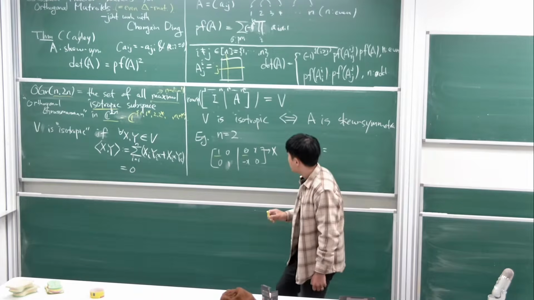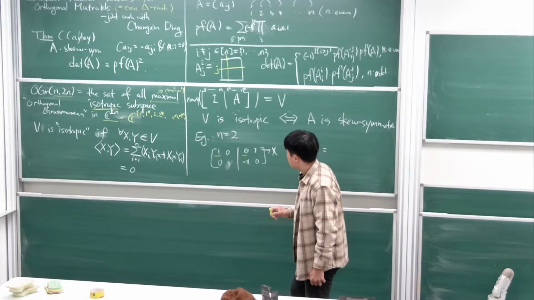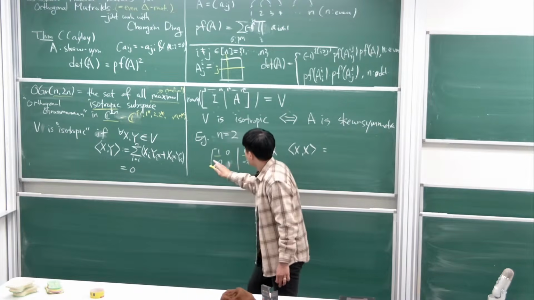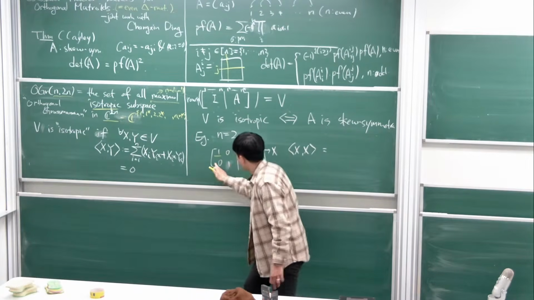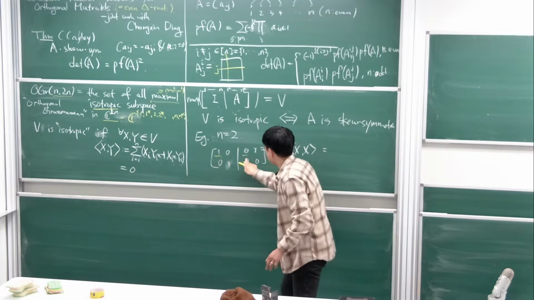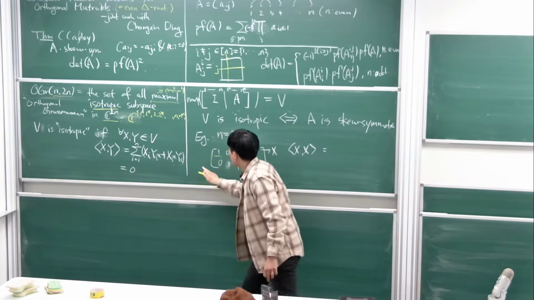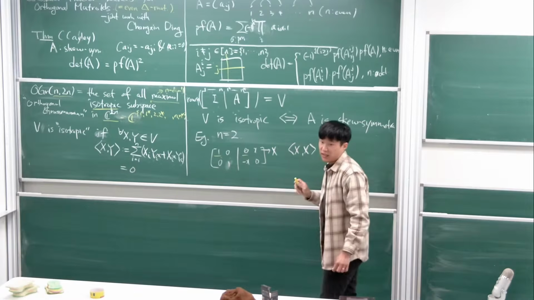Okay, and also x1 star times x1 is just the same. Okay, so this is 0. And x2 times x2 star is 0 times x.